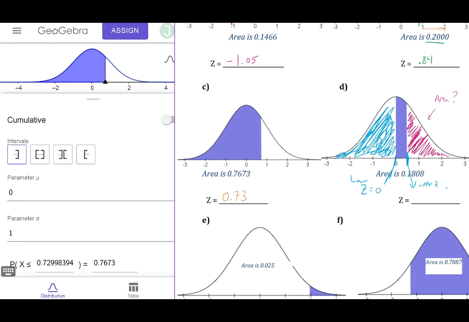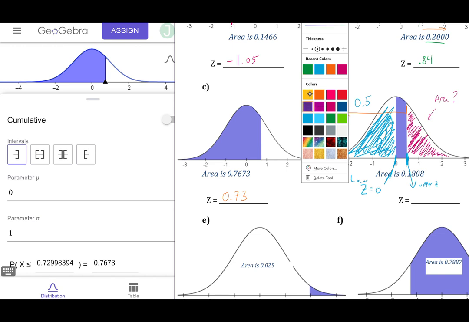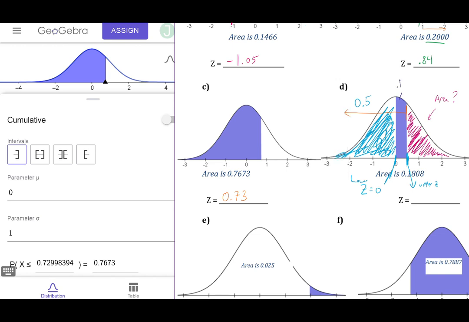So there's 2 ways of finding this upper z-score. The first way is to identify the area to the left of it. Well, the nice thing about this graph is that a z-score of 0 has an area of 0.5. And my purple shaded region has an area of 0.1808. So the total to the left is going to be 0.6808.